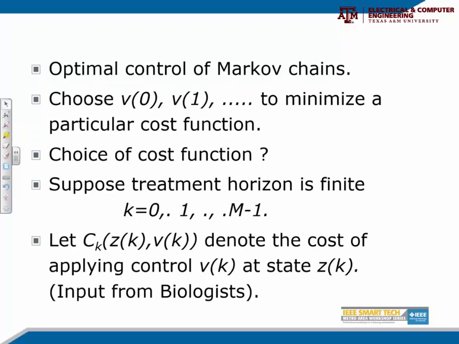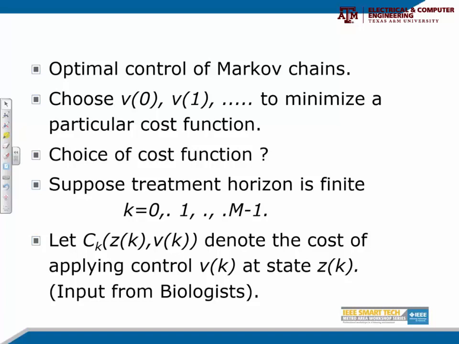So the problem now becomes equivalent to the problem of optimal control of Markov chains. And so we are interested in choosing a sequence of control inputs, V0, V1, and so on, to minimize a particular cost function, right? And what is the choice of the cost function? So suppose initially we are looking at the finite horizon problem, that the treatment horizon is going to be finite, right? So k is going from 0, 1 up to m minus 1, so there are m steps, right? And let c sub k, which is a function of the state and the control at time k, denote the cost of applying control Vk at state Zk, right?